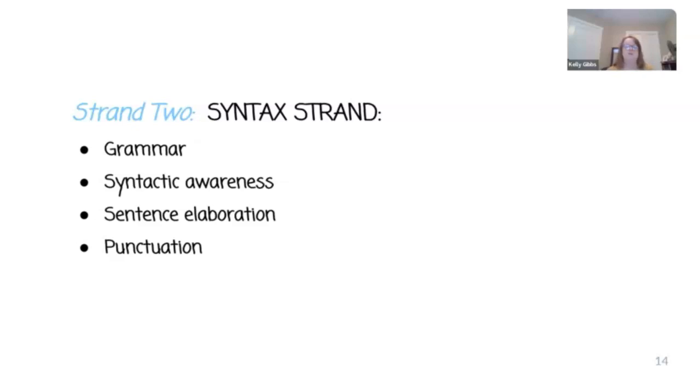And of course, punctuation. One of the things that I find very challenging for students that are struggling in their writing, some of them don't even use punctuation. And so they're not aware of sentence structure. So that's a very interesting point, that how much time are we spending on that?